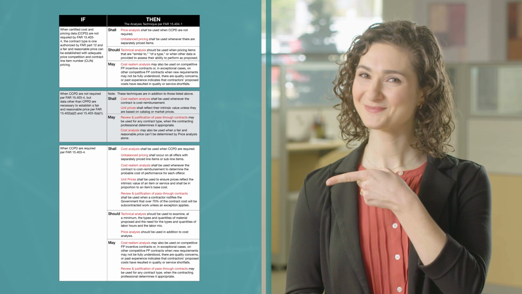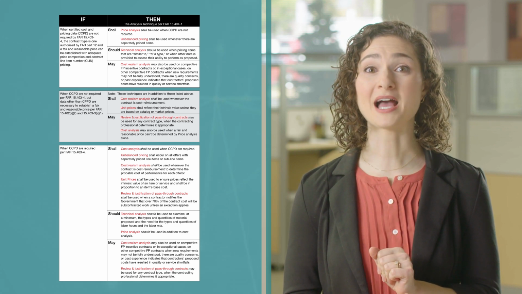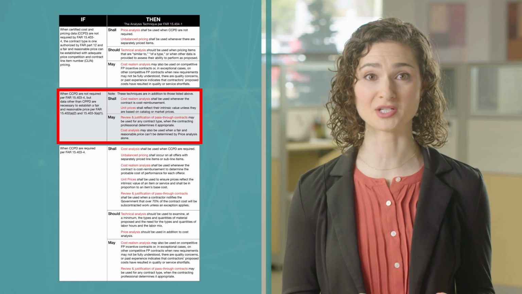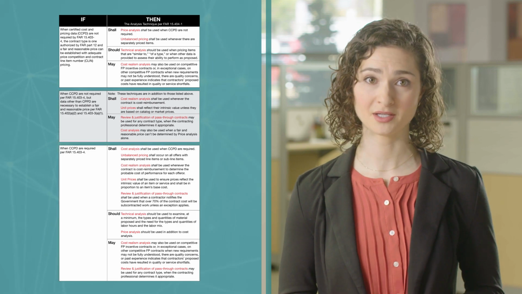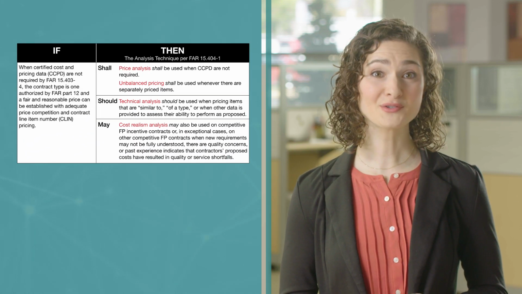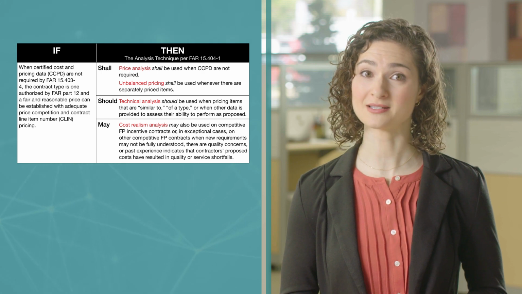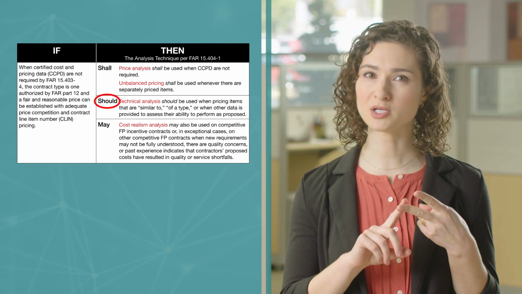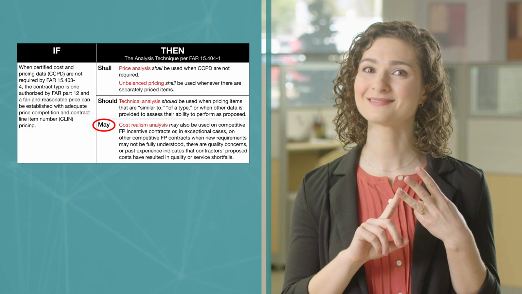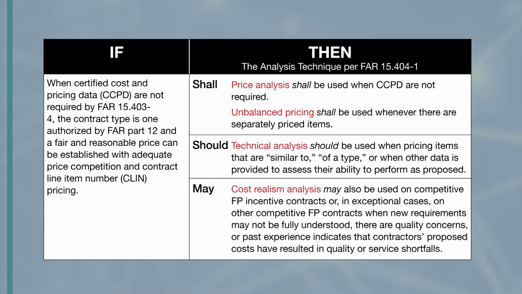And finally, there are times when data isn't needed because of competition or because the available information in the commercial marketplace is sufficient. To understand this better, let's look at the if-then chart. You'll notice that this chart is broken down into 3 main procurement situations that correspond to these 3 scenarios. In each scenario, you'll also notice that the chart uses the 3 conditions: shall be used, should be used, and may be used. So let's look at the first procurement situation.